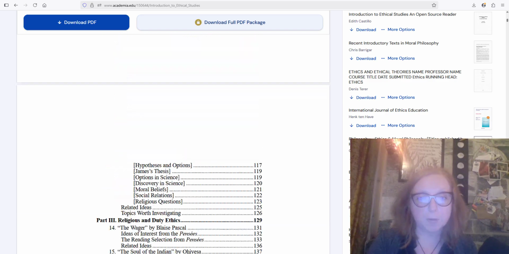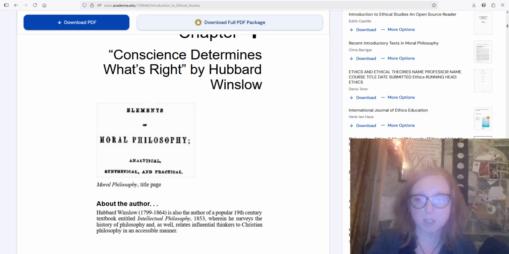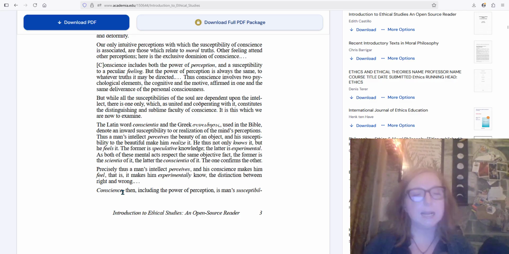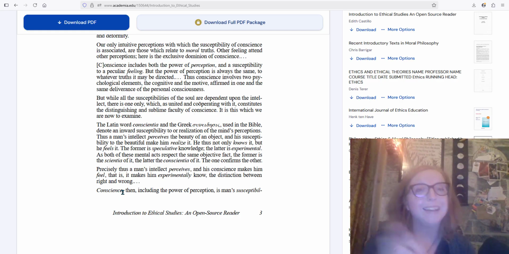So, for example, let's say I want to cite this section by Hubbard-Winslow, and I want to cite precisely thus: a man's intellect perceives and his conscience makes him feel. That is, it makes him experimentally know the distinction between right and wrong. When I cite that in text, I will refer to Winslow and not Archie and Archie, because Archie and Archie did not write this. They just put it in a book. Winslow is the one who wrote it.